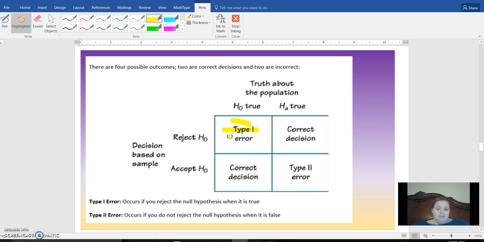All right, so you can get some errors. You can get a type 1 and type 2 error. I just really would rather you know that there are two errors. A type 1 error is when the null is true, but you reject it. And the type 2 error is when the alternative is true, but you go ahead and accept the null instead.